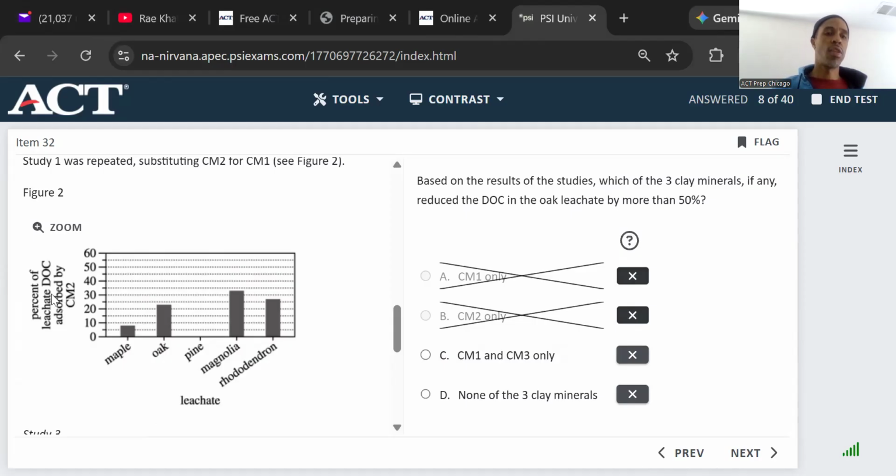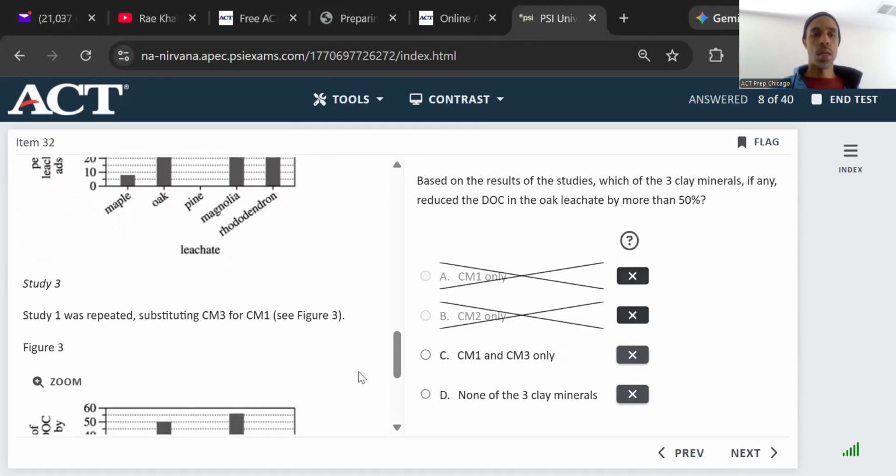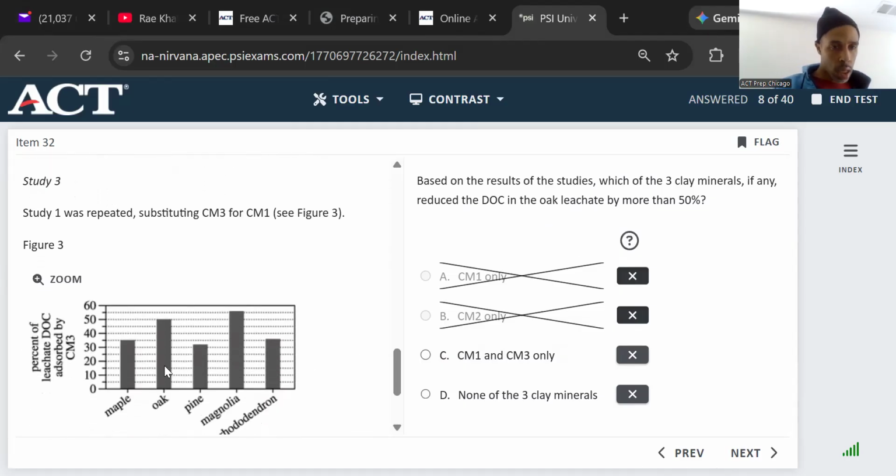So, percent of leachate DOC absorbed by. So DOC is absorbed by this, which means the DOC is being taken from it. That would mean it would be reducing the DOC in each of these different leachates. Right, so that's what this chart is pretty much showing. And then CM3 got up to 50%, but it says more than 50%. So it'd be none of them, because none of them had bigger than 50% for the oak.